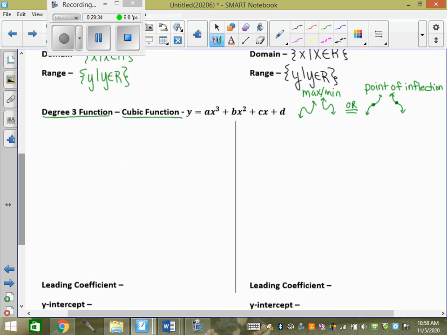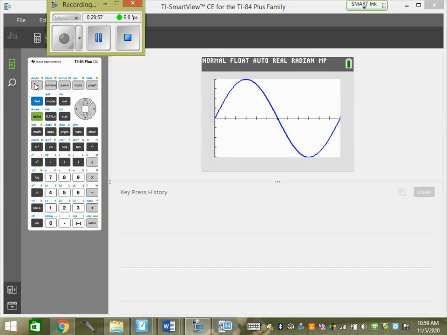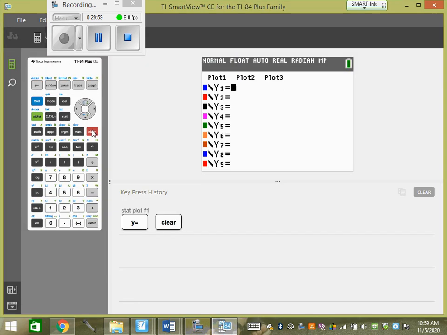So we're going to try y equals 2x cubed minus 15x squared plus 33x minus 20. We're going to type that into our calculators, and I am too. Okay, so we're going to type in 2x cubed.